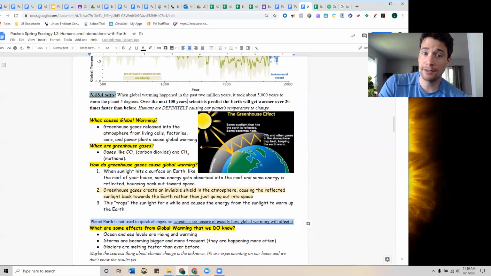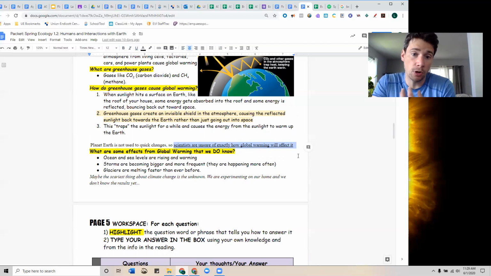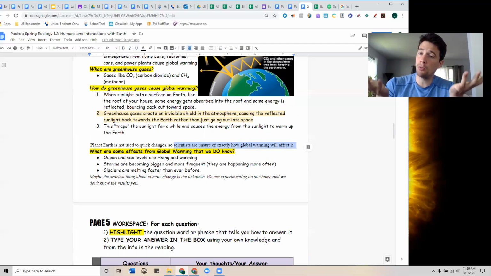Remember, NASA thinks that the Earth will get warmer 20 times faster. And so the planet Earth is not used to these quick changes. And so scientists are unsure of exactly how global warming will affect it. So we just don't know. That's why they call it global climate change instead of global warming. Because even though we do know that the Earth is going to warm, maybe that will actually turn on some events that cause it to cool. We don't know. We're experimenting with our Earth, and we're unsure of the effects for real.